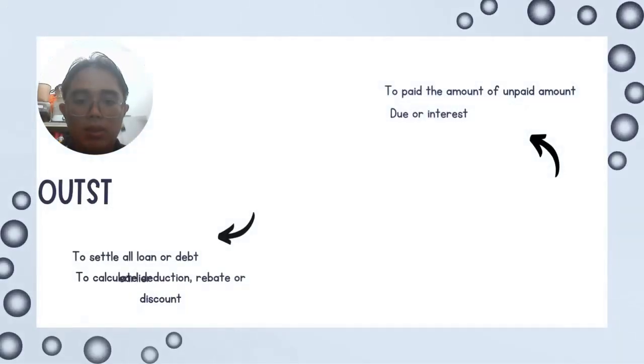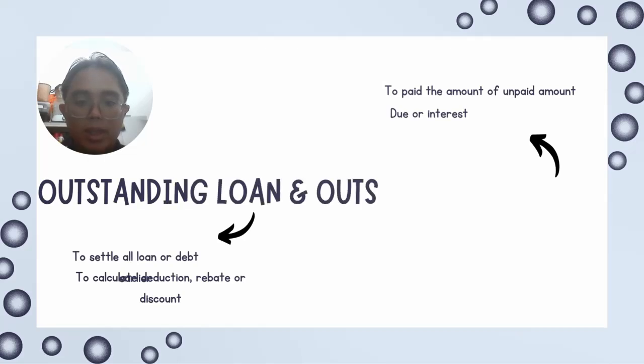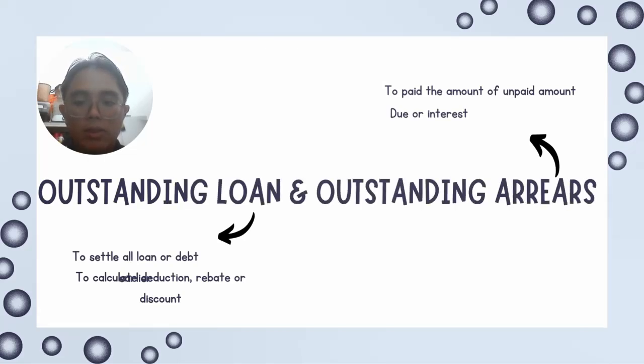Next is outstanding loan and outstanding arrears. For the outstanding loan, it is to settle all the loan or debt that we have earlier, and to calculate it we look at the deduction or rebate that we receive, or the discount that we get. For outstanding arrears, it is to pay the unpaid amount, and arrears means dues or interest that we get.